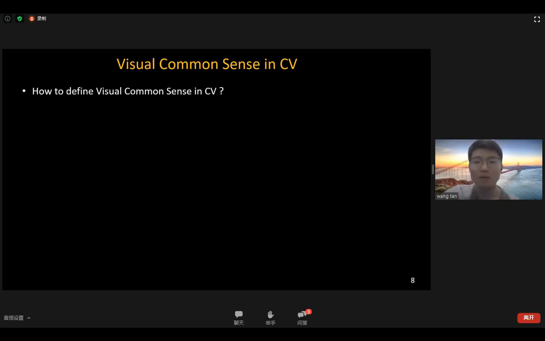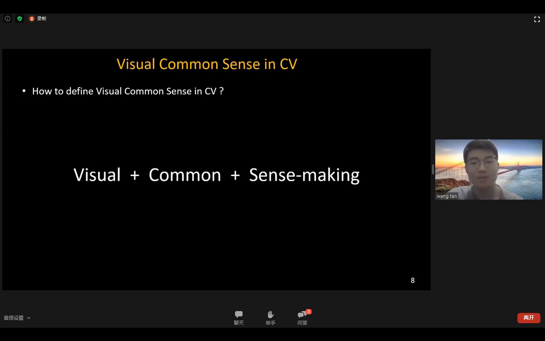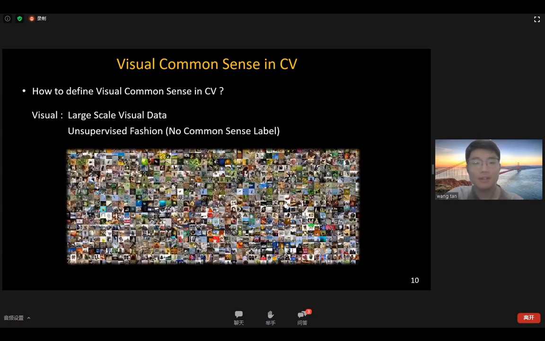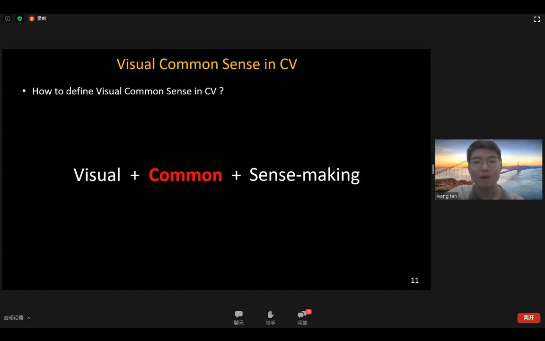In our work, we do not try to provide an exact definition for visual common sense. We just divide the phrase visual common sense into three natural parts: visual, common, and sense-making. By visual, first we mean the large-scale visual source, and second, the unsupervised learning function without common sense labels. By common, we mean the correlation.